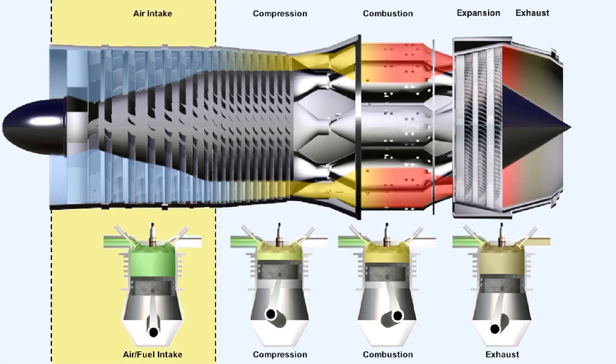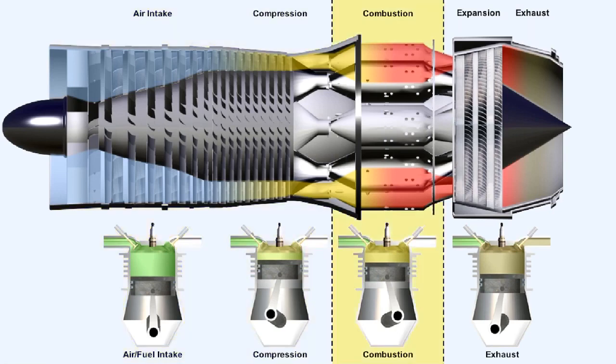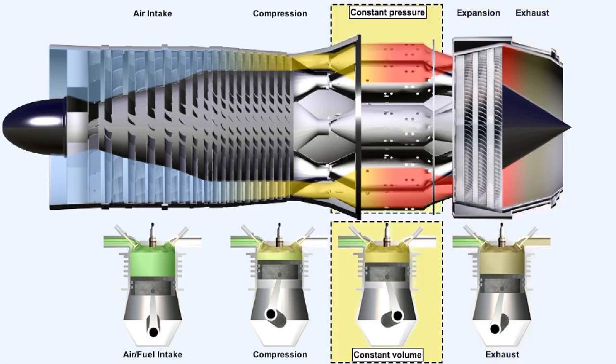The induction, compression, power, and exhaust strokes of the Otto cycle are each matched by induction, compression, combustion, and exhaust stages in the Brayton cycle. One major difference, however, exists, in that in the gas turbine engine, combustion, theoretically, occurs at a constant pressure, whereas in the piston engine it occurs, once again theoretically, at a constant volume.